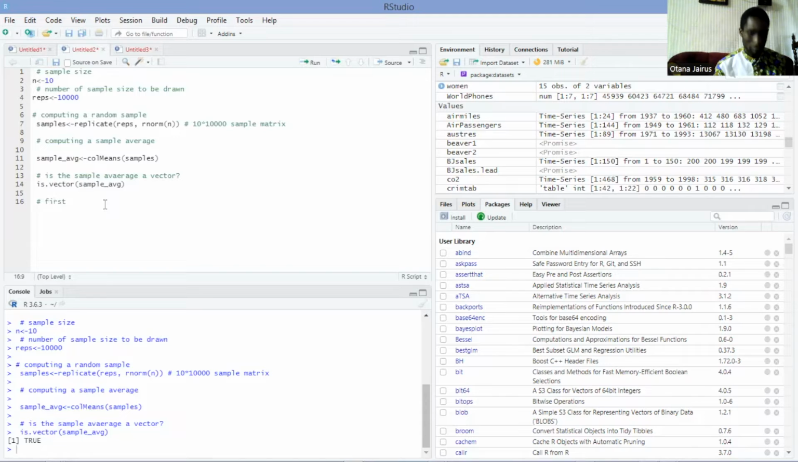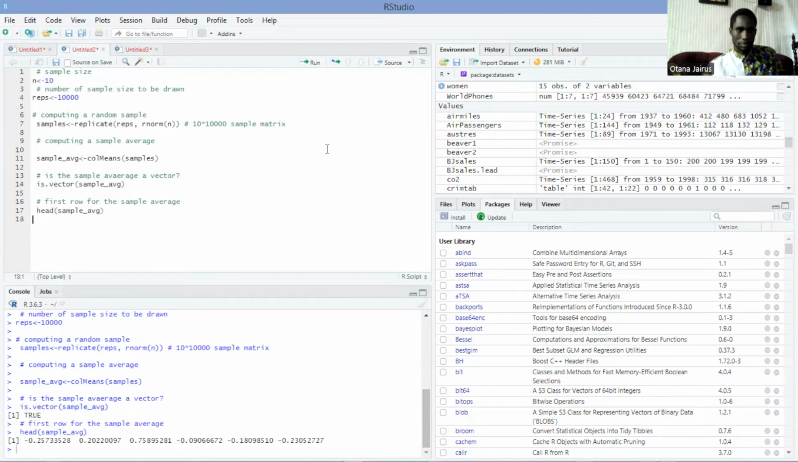For the first row, we just use head. This function in R will help us to see the head, the first row for the average, and then we say sample average. You see? So this is now the first row for our average.